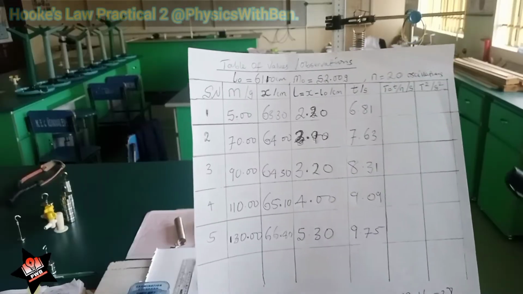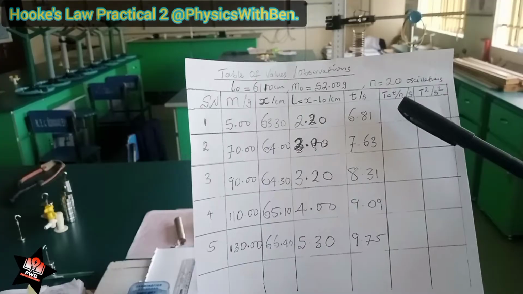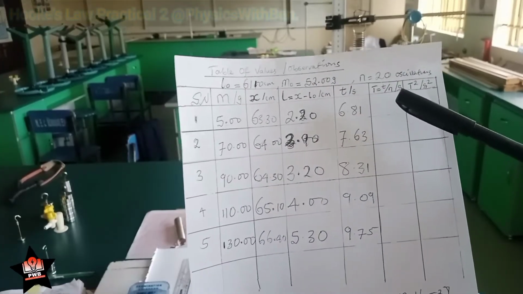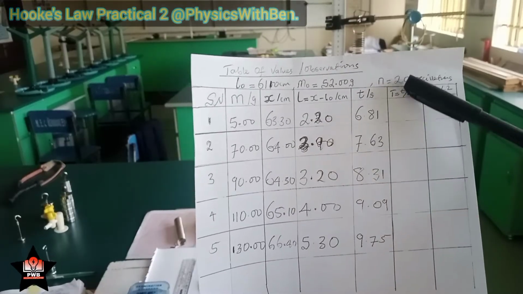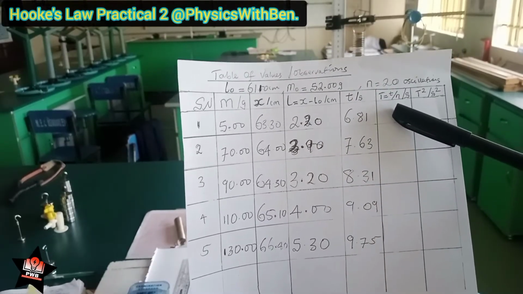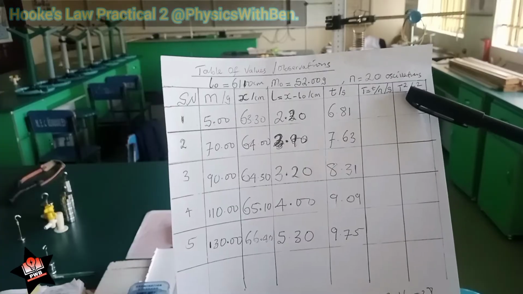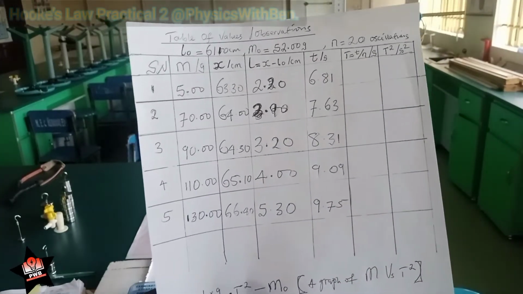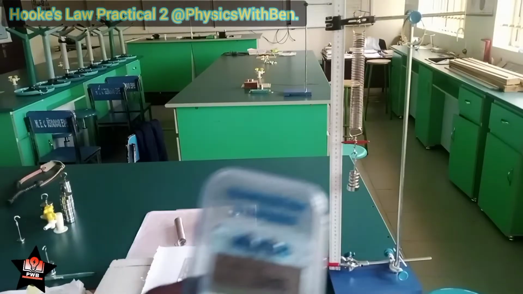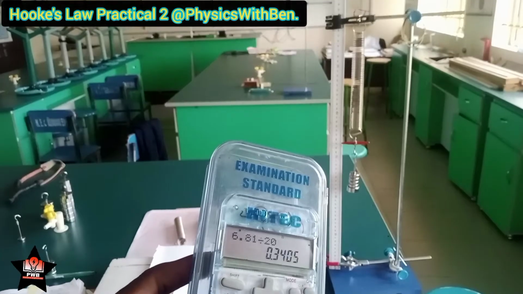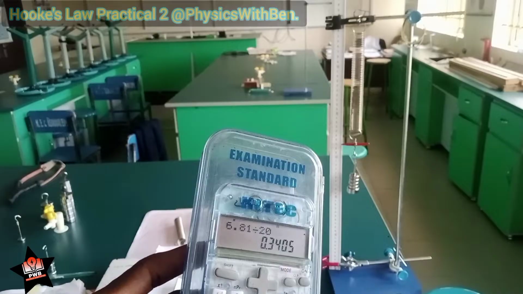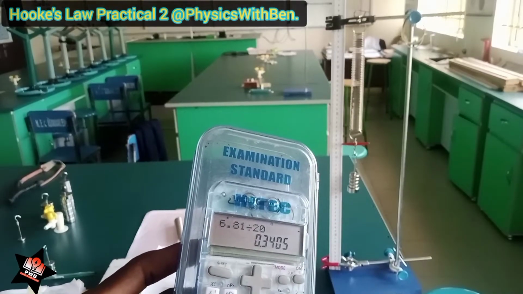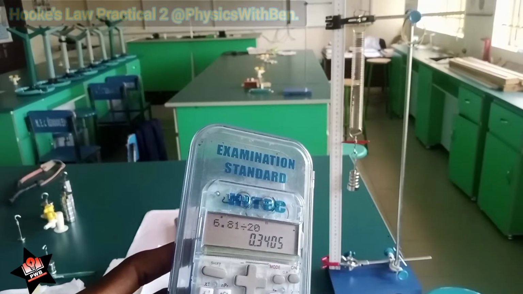So how do we get the period of oscillation? It is this value divided by 20. We'll put the result here, and we're going to record this table to 3 decimal places. So let's do that together. The first value is 6.31 divided by 20. I got 0.3450, so I record 0.34.